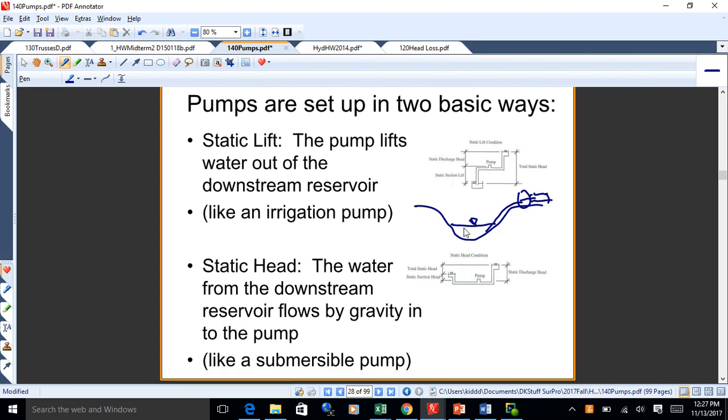Now, that's one way you can set up a pump system. The other way you can do it is have the suction side reservoir above the pump. That's kind of nice because that pushes the water into the pump. You don't have to lift the water into the pump. That's called static head because you've got positive head, you've got gravity pushing your water into the pump. That's like a submersible pump, a pump that's underwater, which is one of the downsides: you have to deal with the fact that water is above your pump. You might have to have a submersible pump or something like that.